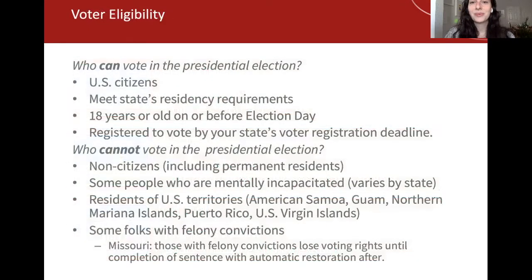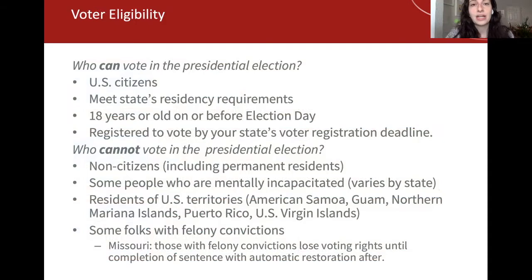And so when we talk about the presidential election, we're talking about the federal level in the executive branch. And we're currently in the midst of the 2020 presidential election. So who can vote in this election? Well, that is US citizens who meet state residency requirements, are 18 years or older by election day, and they're registered to vote by their state's registration deadline.